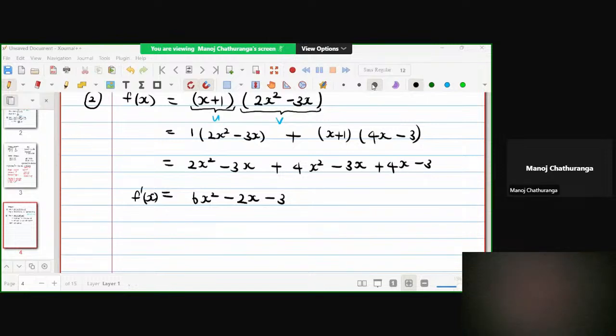Apply the sum rule. The other way to think about it is x plus 1 represents a line. Along a line, the derivative is always constant because the slope of the tangent line coincides with the line. So the slope of the tangent line is again 1.